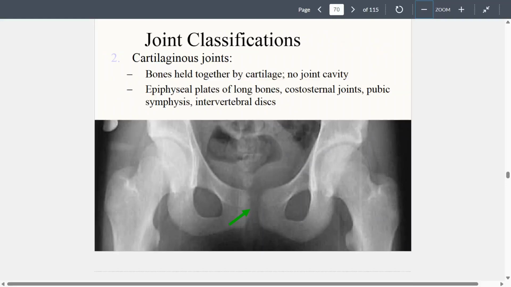So examples of this are going to be the epiphyseal plates of your long bones, especially if you haven't finished your growth spurt yet. The ends of the ribs where they meet the sternum, the costosternal joint, that's a cartilaginous joint. The pubic symphysis, which is the bottom of the pelvis, is actually shown in this picture, and that is a cartilaginous joint. There is cartilage right in here. And then the big example of this is the intervertebral discs, or the squishy cartilage pads between your vertebrae.